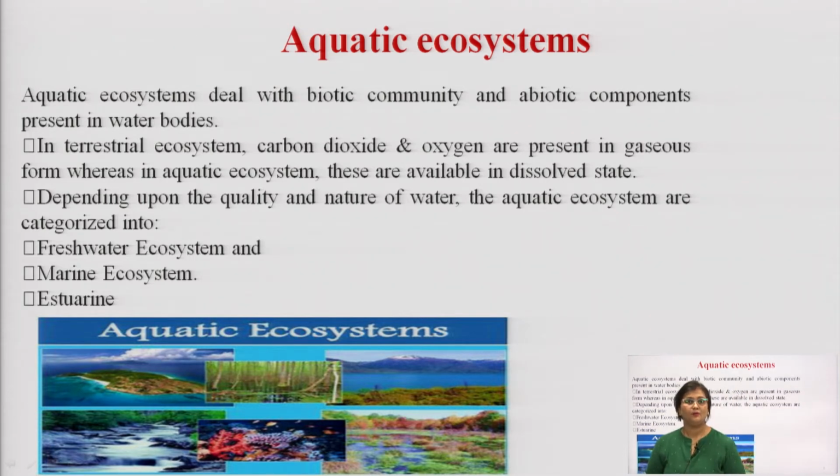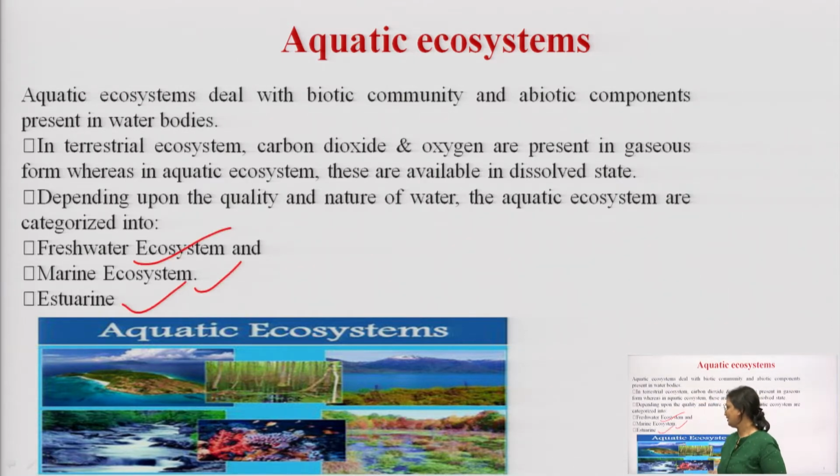Depending upon the quality and nature of water, the aquatic ecosystem is categorized into freshwater ecosystem, marine ecosystem and estuarine ecosystem. With the help of this picture, I have tried to collect various kinds of aquatic ecosystem, wherein we have lakes, we have rivers, we have brackish water or the estuarine ecosystem, we have marine ecosystem, etc.